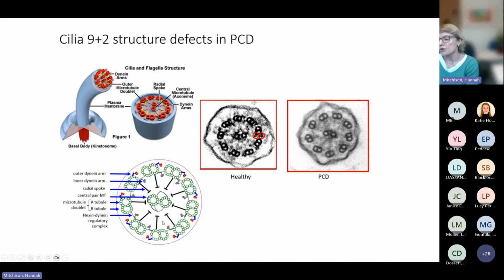But I'm going to go a little bit more into the rarer forms and some additional structures that we found. But very typically in PCD, the most typical thing that we see is the loss of the outer, or the outer and inner dynein arms in patients. So with that typical 9+2 structure, we have the outer and inner dynein arms coming off the peripheral doublets, the central pair with the radial spokes, and the nexin links in between those peripheral doublets.